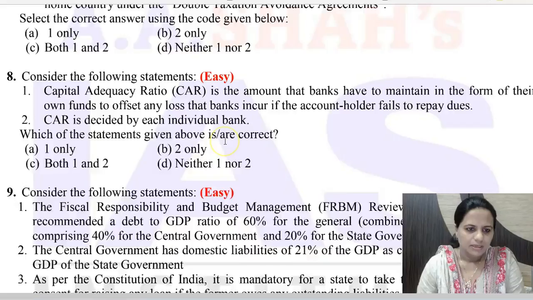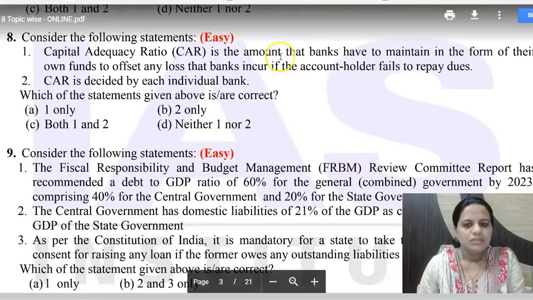The next is, capital adequacy ratio is the amount that banks have to maintain in the form of their own funds to offset any loss that banks incur if the account holder fails to repay dues. So that is what capital adequacy ratio is. And it is decided by each individual bank, which is incorrect. So the second statement is incorrect.